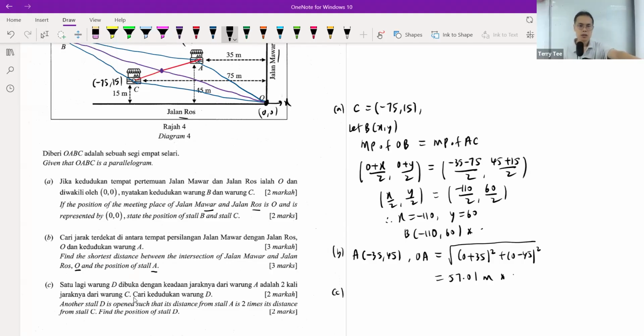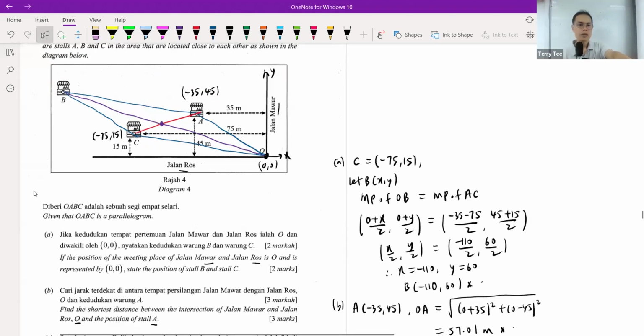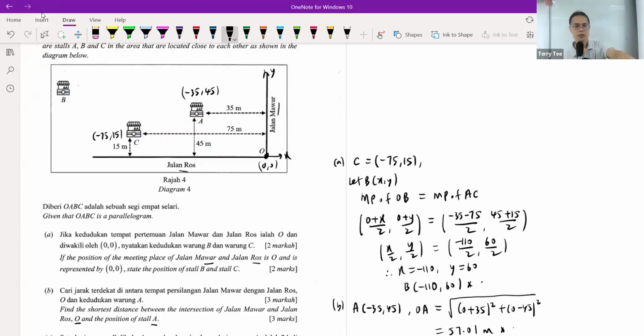Okay. Another stall D is open such that the distance from stall A is 2.52 times the distance from stall C. Okay, so actually this part here is a bit misleading because they should mention that stall D lies on line AC. Otherwise, it's a locus. Why? Okay, let me rub all this off. I just clear up this line, easier to see. Okay, read this again.